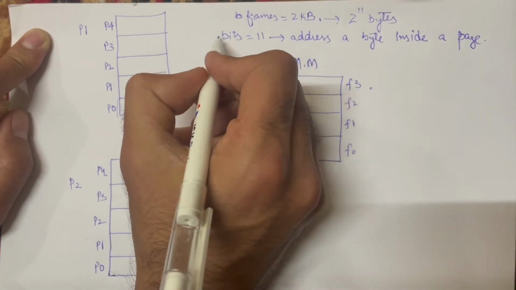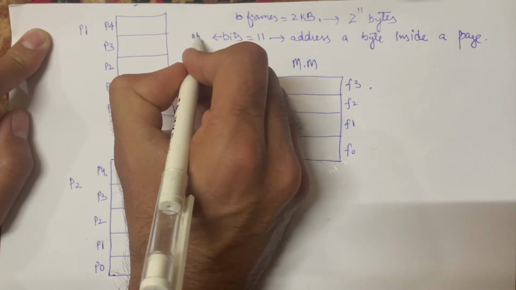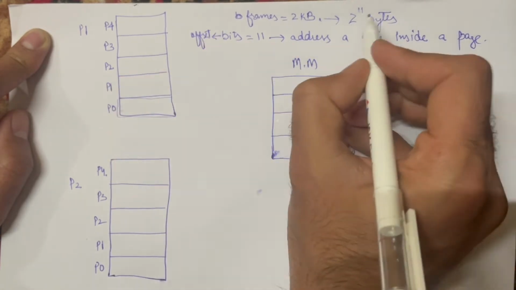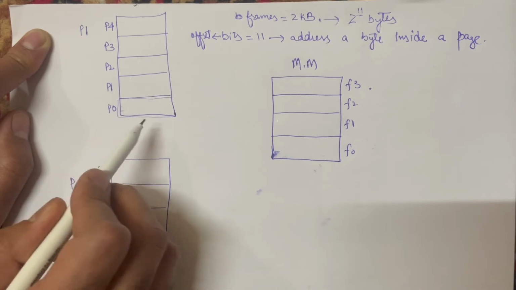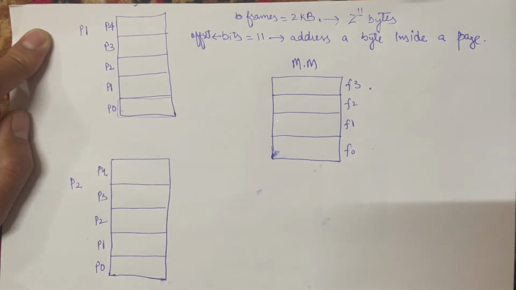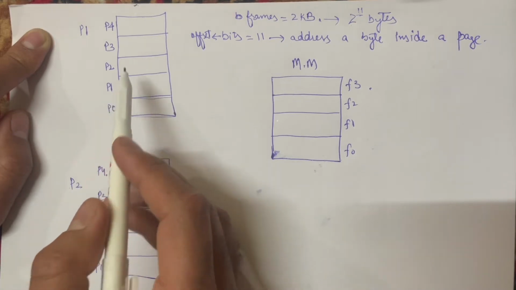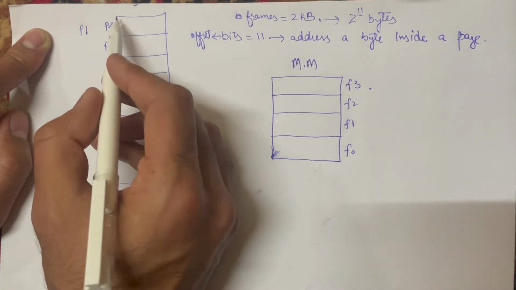And this is also called offset. So these 11 bits determine which page or which byte inside a page is required. Okay, so that means to access any item here in the virtual memory.